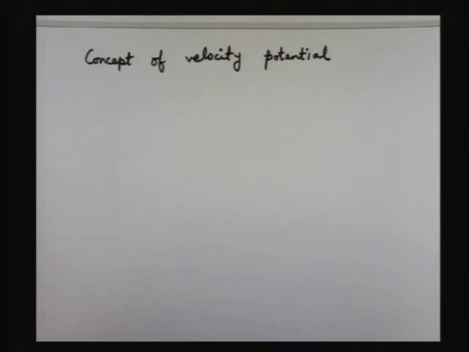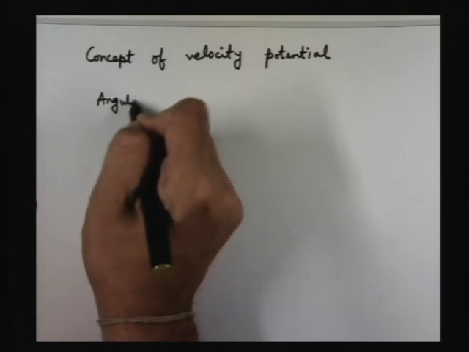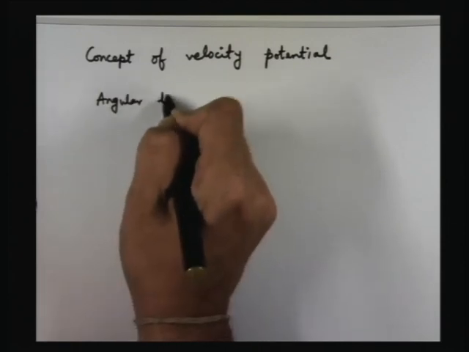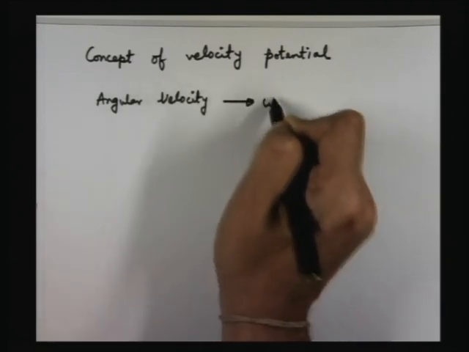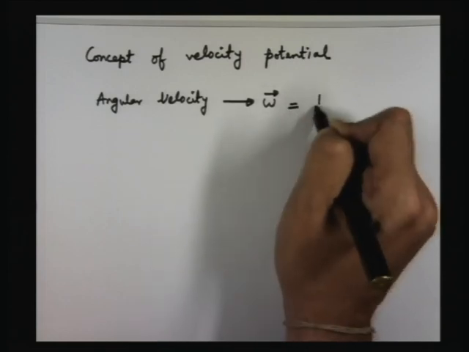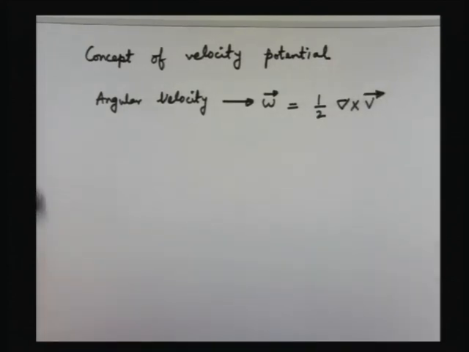So let us recall one of the important things that was learnt in the morning lecture, that the angular velocity of a fluid element was obtained as half of curl of the velocity vector. Physically, what was the angular velocity?